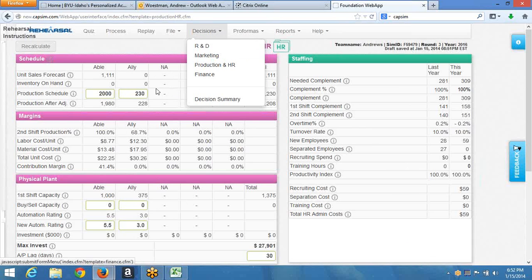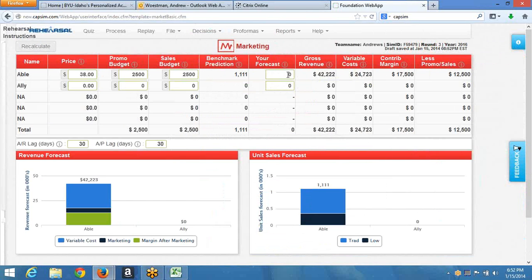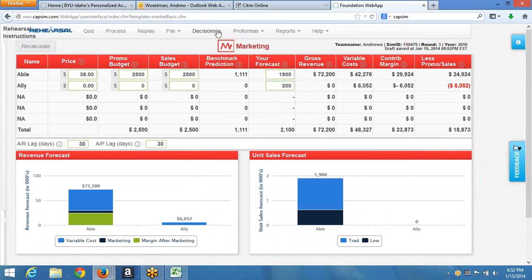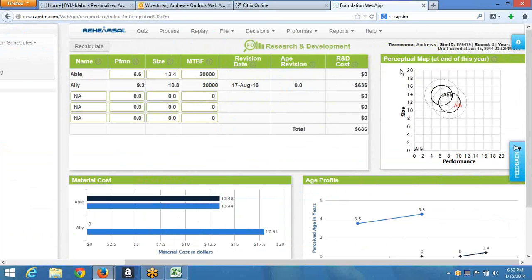So then, after I did my production, I can sell 2,230. I'm going to go to my marketing, and I'm going to say that, well, I'm trying to sell 2,000 with Able, so I'm going to put 1,900, and I'm going to sell 230, so I'm going to put 200 for Allie, but now I need to decide a price for Allie. So I'm going to first go to my R&D and look at where she's at, because I don't remember where I put her. Let's see here.